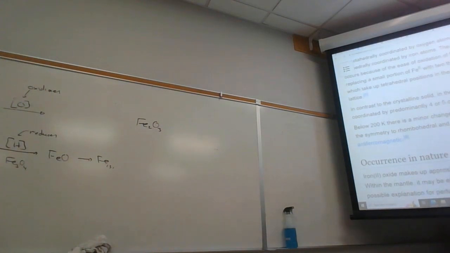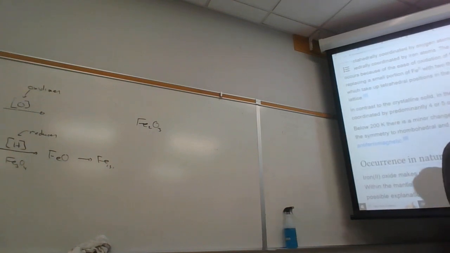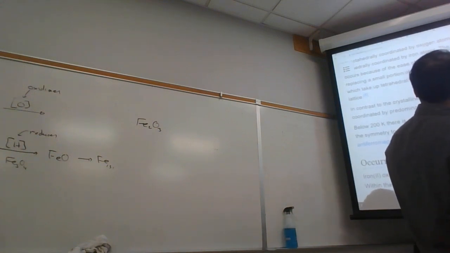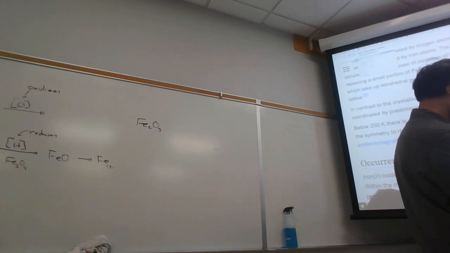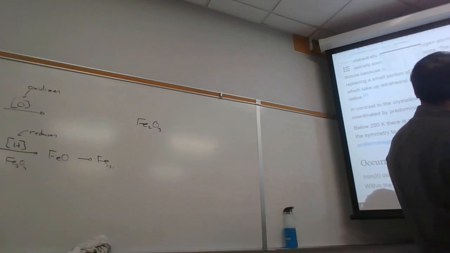Oxygen is 16. The molar mass of this is 71.844. So we'll just do 16 divided by 71.844. Oh, not minus 16, sorry. 16 divided by 71.844 is 22% oxygen. If it's 22% oxygen, then the rest is iron, so it's got to be 77.7% iron. Let's see what they got.